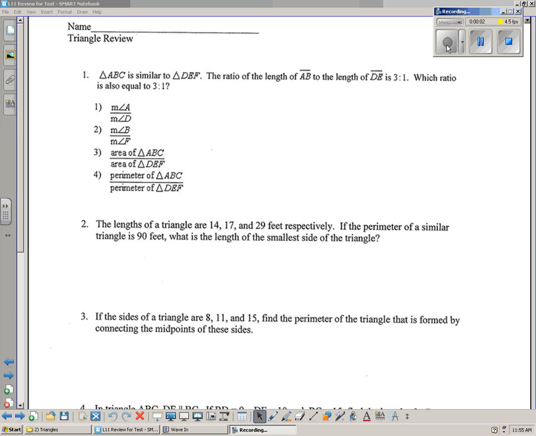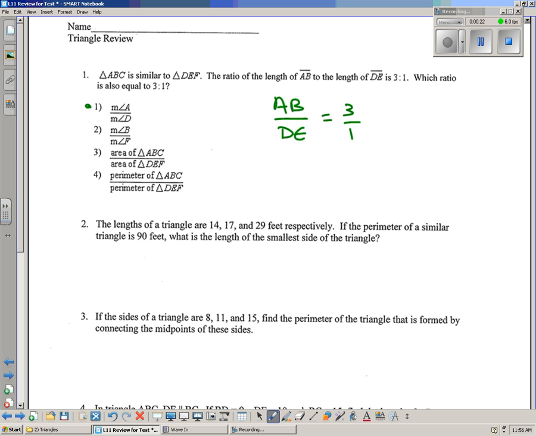So in problem 1, they tell us that triangle ABC is similar to triangle DEF. And they say the ratio of the length of AB to length of DE is 3 to 1. So they told us AB to DE is 3 to 1. This is a sides ratio. So it's asking us which ratio is also equal to 3 to 1.